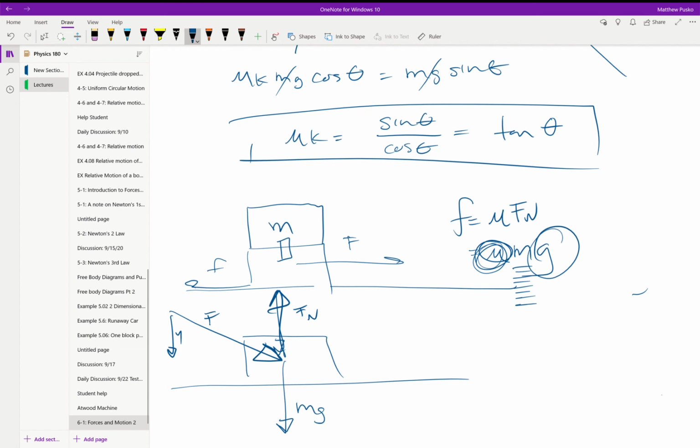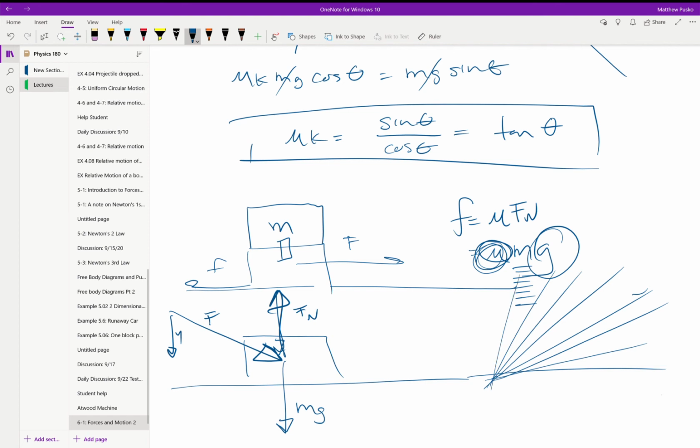Our normal force gets smaller as we go from a zero angle to a large angle until there's no normal force at 90 degrees. Alrighty.